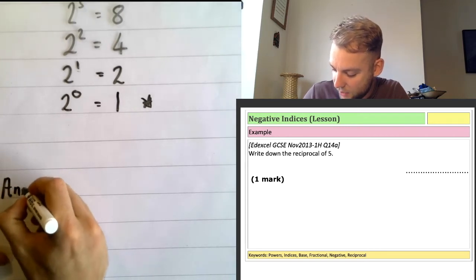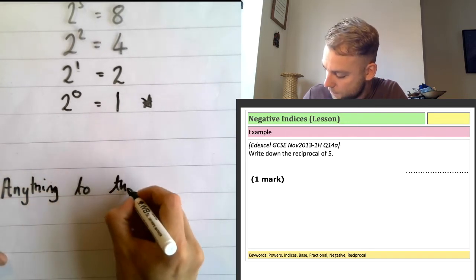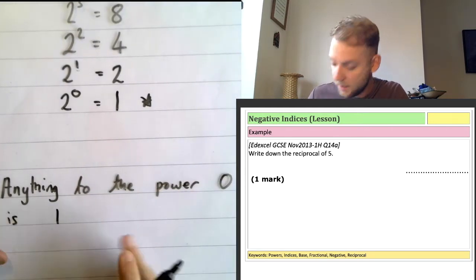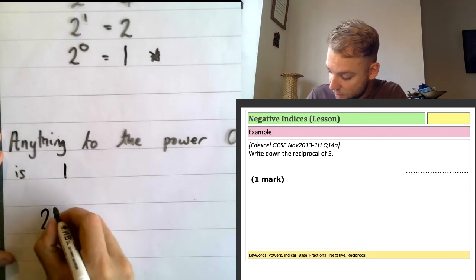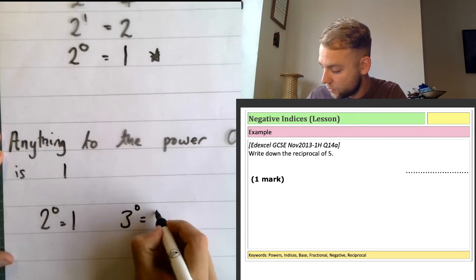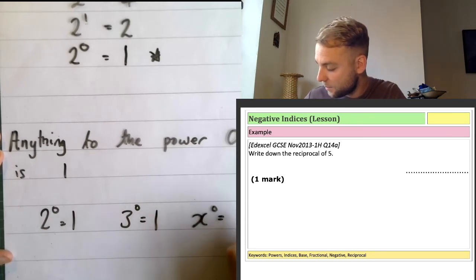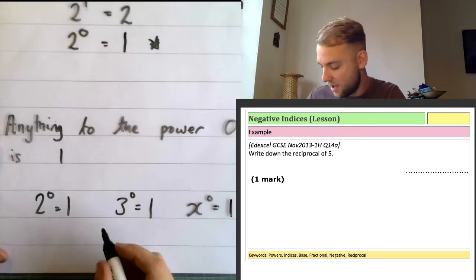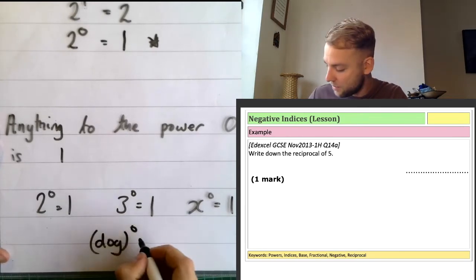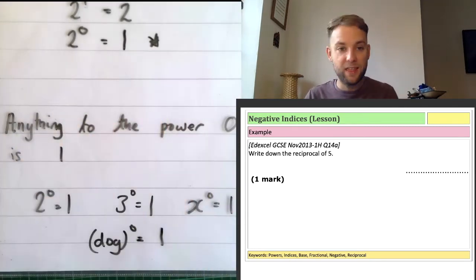anything, let's write this down, anything to the power 0 is 1. So this could be anything, as I said. So we know that 2 to the 0 is equal to 1. We know that 3 to the power of 0 is equal to 1. We know that x to the power of 0, even though it's x, doesn't matter, is equal to 1. We could even say dog to the power of 0. Anything to the power 0 is equal to 1. And that's the first law, so definitely get that down.